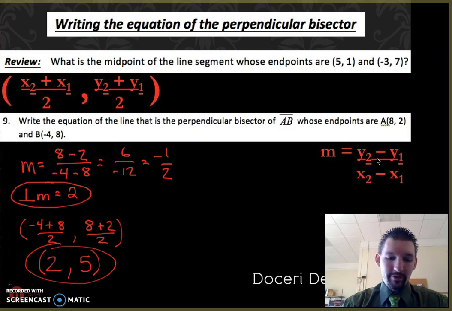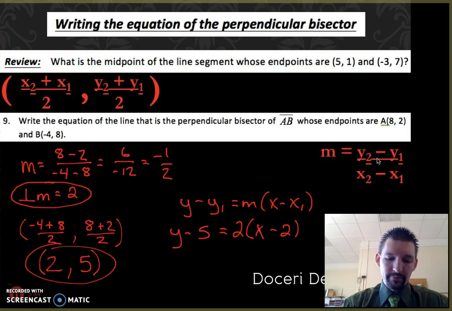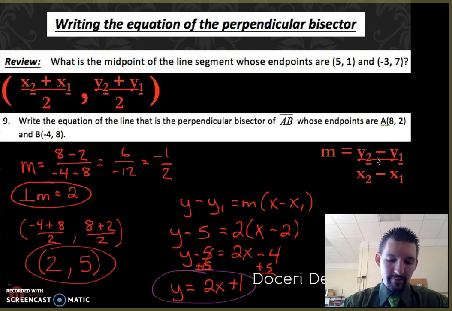Now we go back to that new equation we had, y minus y1 equals m times x minus x1, and we plug in our numbers. So y minus 5 equals, our slope is 2, x minus 2. And then simplify it down. So y minus 5 equals 2x minus 4. If I add 5, I will end up with y equals 2x plus 1 as my final answer.